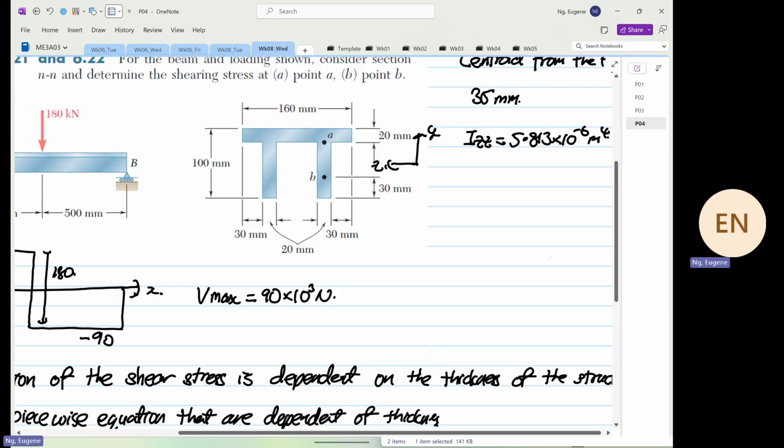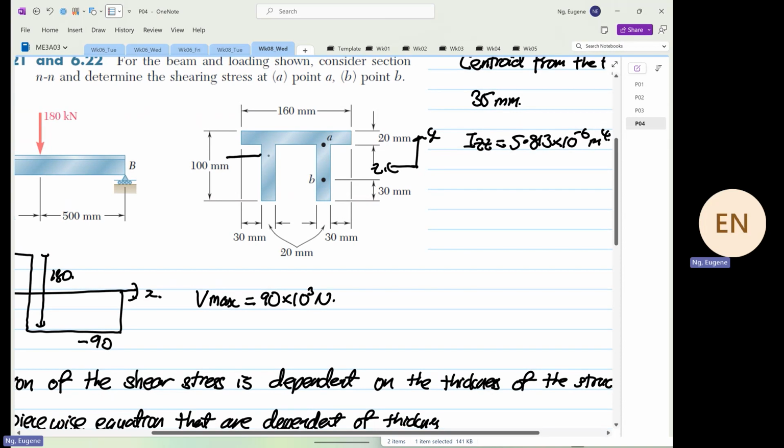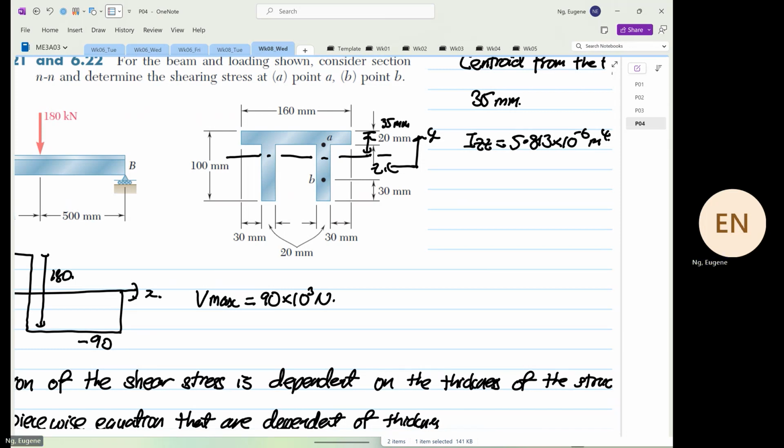If you look at over here, we know from the top, the distance from here to here is 35 millimeters. We are aware of that. The thickness decides the equation. So we have two different thicknesses over here. One thickness over here is 160. The other thickness over here is twice of 40. So we are going to set how many equations? Two equations. With that, I will see you on Friday.